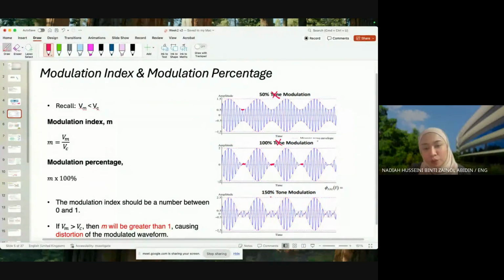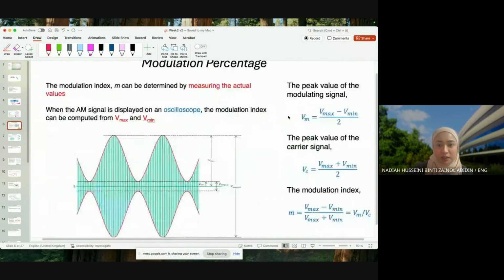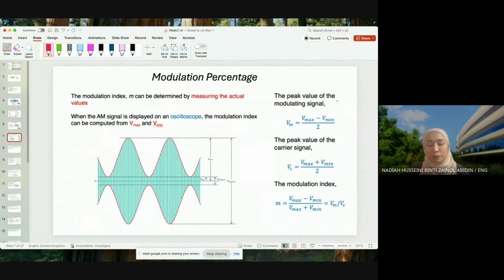If you over modulate, which is bad, you are overlapping, going below zero, which means the signal is going to overlap, and this is not good. Just a recap, this is what we already discussed last Tuesday. And then we also talked about modulation index.